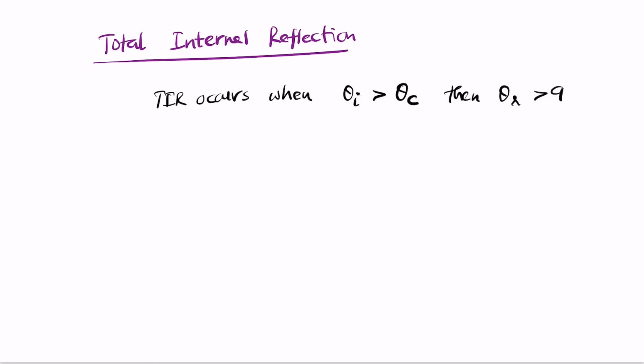TIR occurs when the incidence angle is greater than the critical angle. So then theta r becomes greater than 90 degrees, causing the light to reflect back into the same medium. So this phenomenon is called the total internal reflection. Total internal reflection is the reason why you can see rainbows and mirages. This is also the reason how optical fibers generally work.